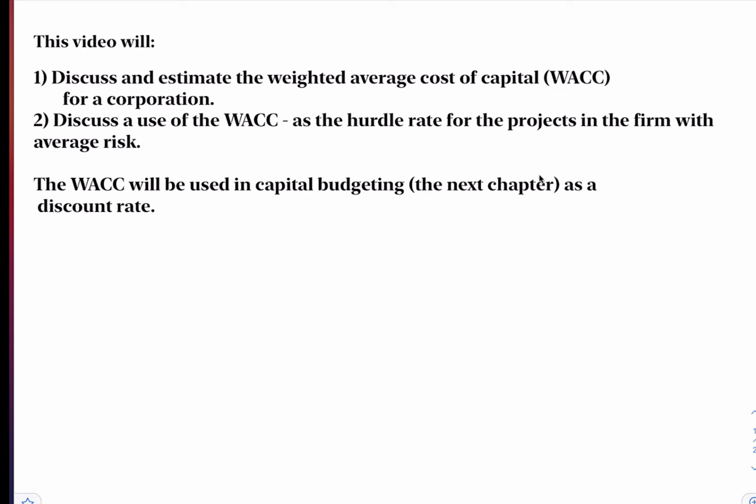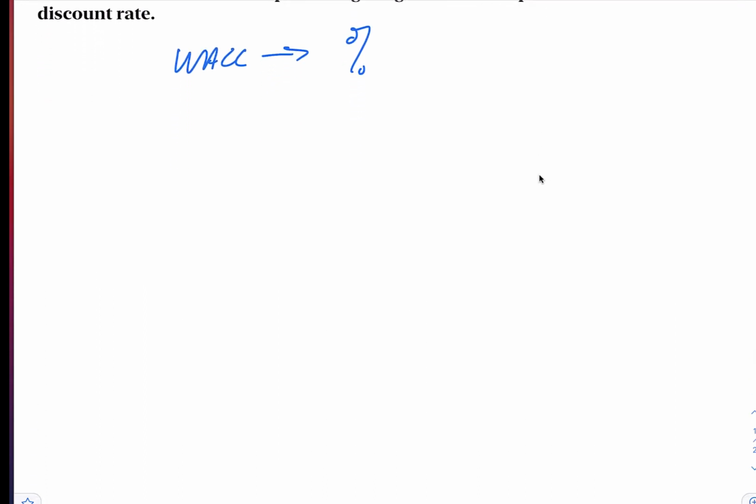Before we go any further, let's get the big picture of what the weighted average cost of capital, this WACC, is. WACC is a percentage. It's not a dollar amount, it's a percent. And the best way to motivate it would be as follows.